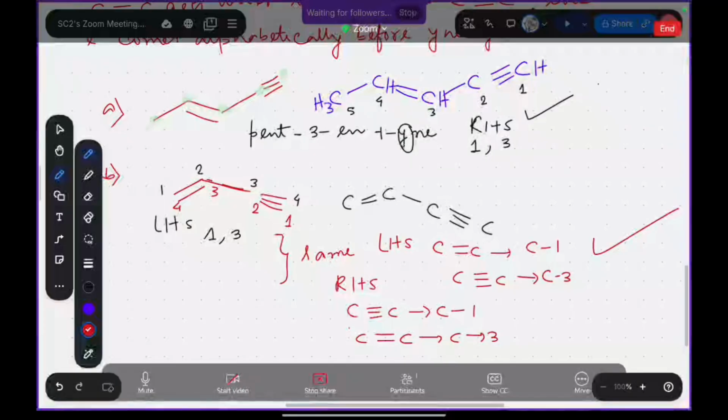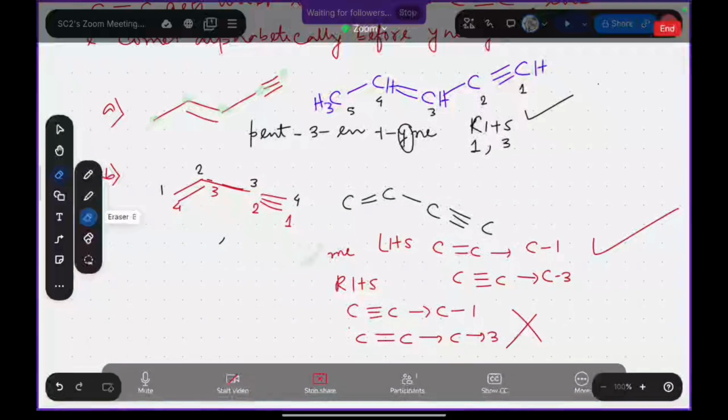The double bond gets the lower locant. Triple bond gets the higher locant. When numbering from both the sides gives you the same locant, the right hand side is wrong. So in this case, what is the name of this compound? No side chain is there, so we will not bother about that. Cyclo is also not there. After the side chain, there is cyclo. No side chain, no cyclo. So let's move to the word root.